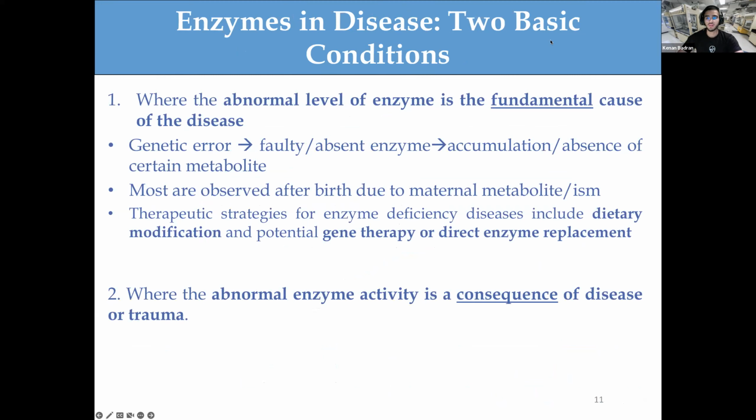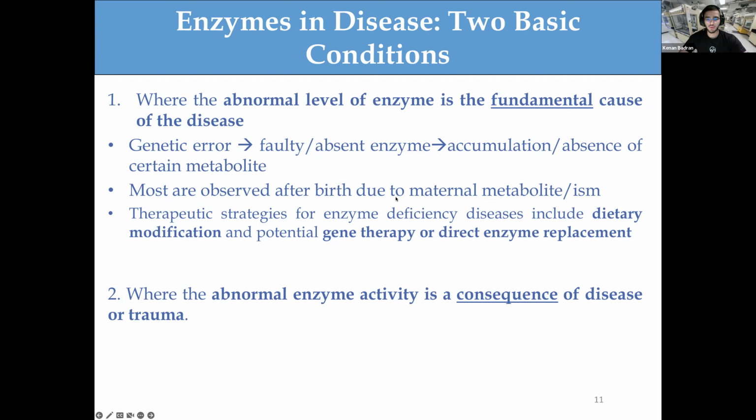So, enzymes in disease, two basic conditions. First, where the abnormal level of enzyme is the fundamental cause. Basically, a disease arises from decreased enzyme, so it's typically a genetic error. With this genetic error, there's a problem with transcription and translation. So there will be a faulty or absent enzyme, in turn leading to either the accumulation or the absence of a certain metabolite that the body needs or should be able to remove. Therefore, this would show you a certain disease.